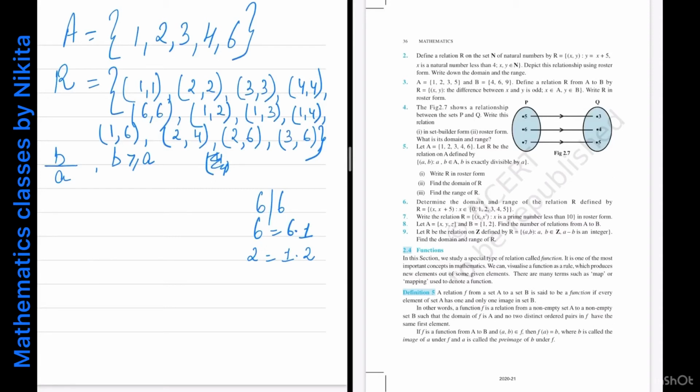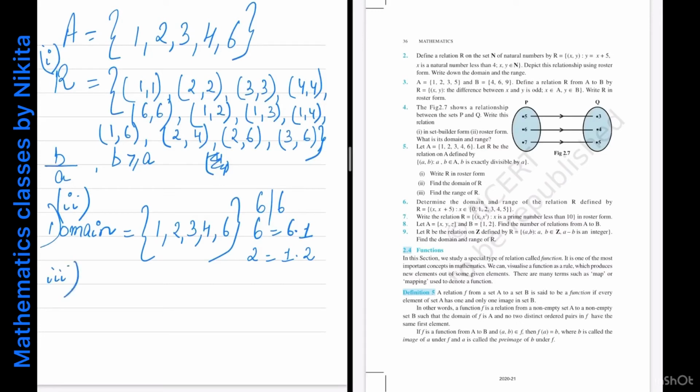Now next you have to write R in roster form, and then you have to find the domain. So what is the domain of R? The domain is the set of all first elements from the relation R. So it will be 1, 2, 3, 4, 6. Now next you have to find the range. So range will be equal to the set of all second elements. So you have 1, 2, 3, 4, 6. So in both the cases they both are equal to A.